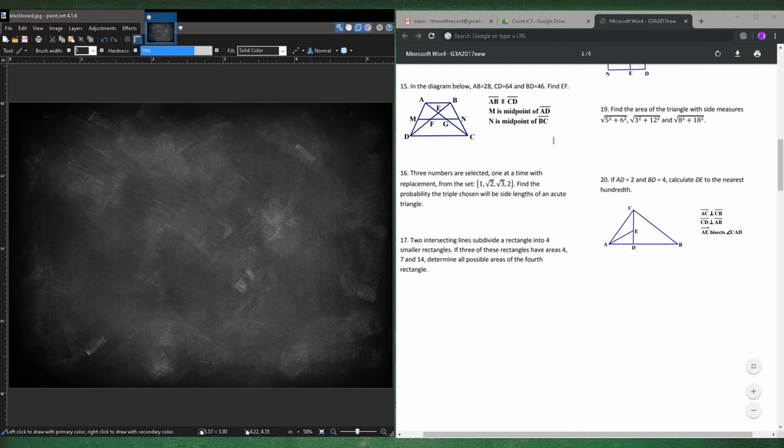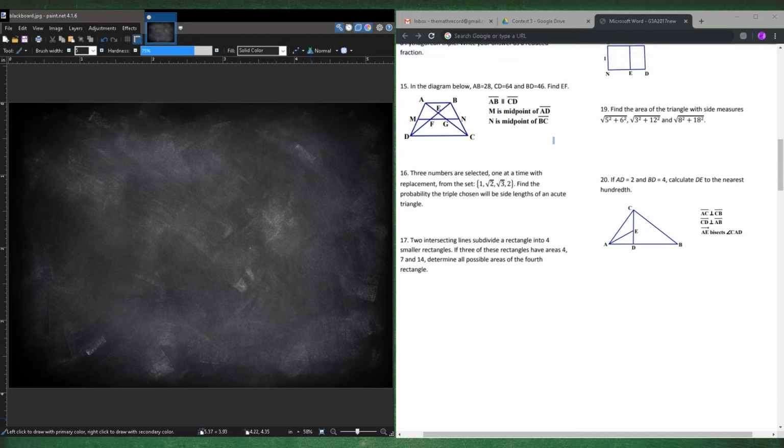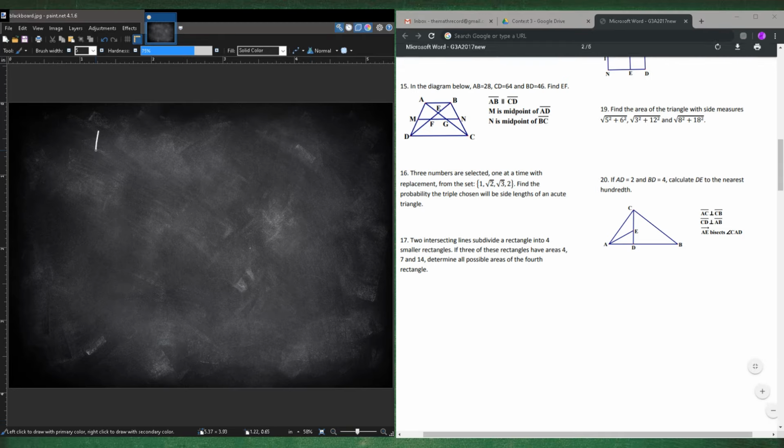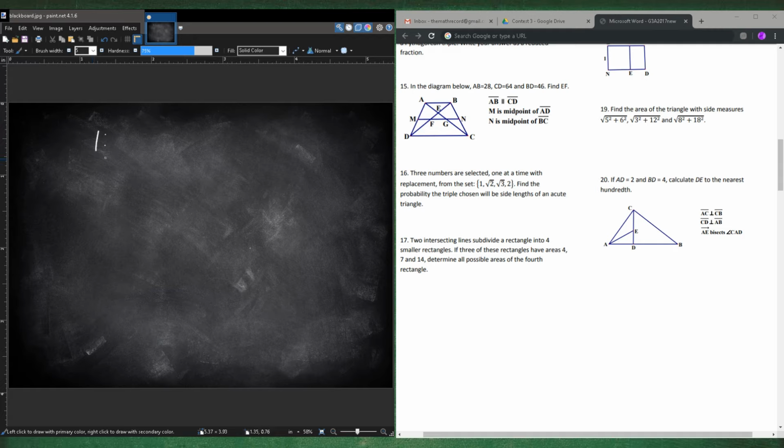Question 16. Three numbers are selected one at a time with replacement from the set 1, square root 2, square root 3, and 2. Find the probability that the triple chosen would be side lengths of a triangle. Since they say with replacement, what I usually do is make a system. So my system for this one would be: none of the side lengths are the same, two of the side lengths are the same, and three of the side lengths are the same.